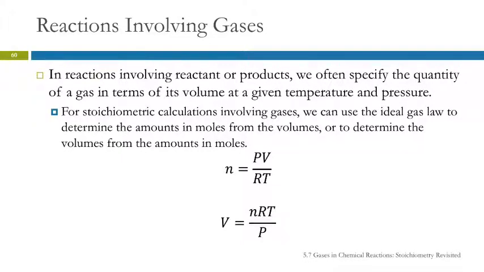When a gas is involved in a reaction, either as reactant or product or even both, we often will specify the quantity of the gas in terms of its volume at a particular temperature and pressure. So, doing stoichiometry with gases, we're going to use the ideal gas law to find the amount in moles. If we have a volume at a given pressure and temperature, we use this version of the ideal gas law to calculate the number of moles. If we have the number of moles of gas and we're trying to find the volume that we're going to end up with, we would use just a different rearrangement of the ideal gas law.